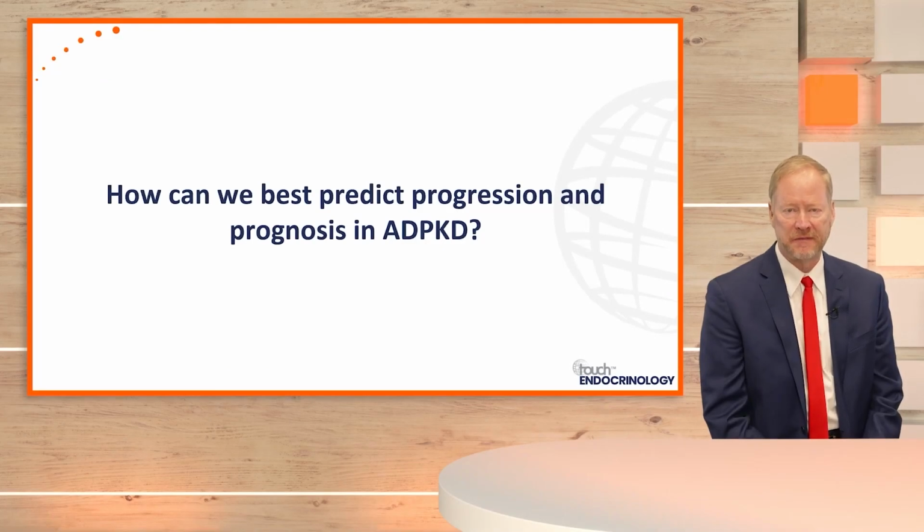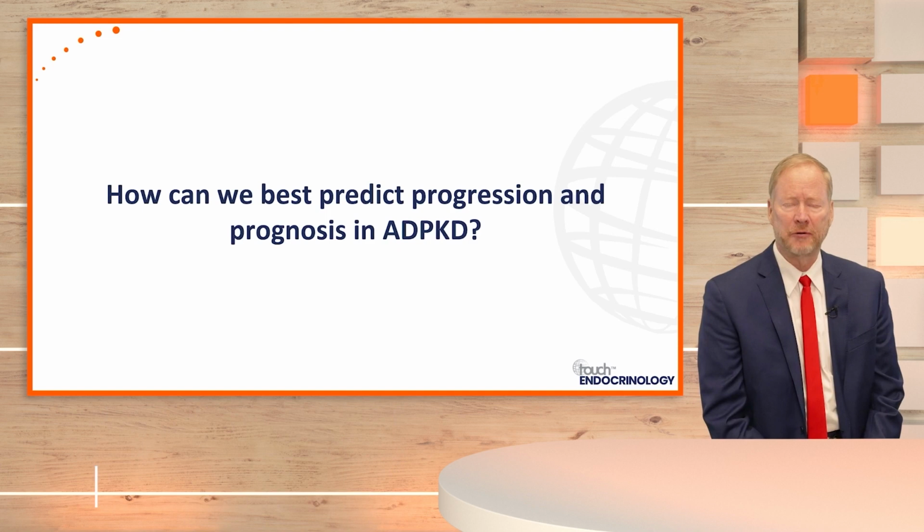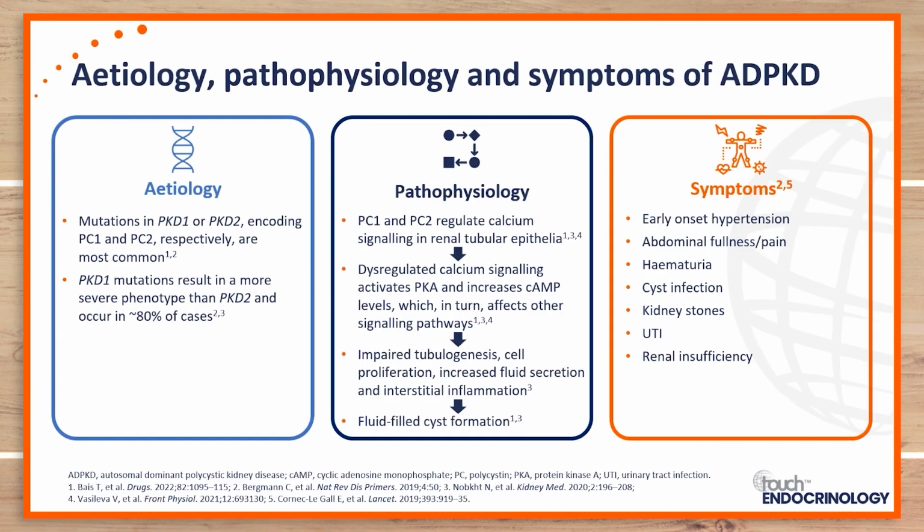So let's address that first point. How can we best predict progression and prognosis in ADPKD? A little bit of background on the disease. ADPKD is caused by mutations primarily in the PKD1 or PKD2 gene, which encode for polycystin 1 or polycystin 2 respectively. PKD1 mutations result in a more severe phenotype than PKD2 and account for about 80% of patients.